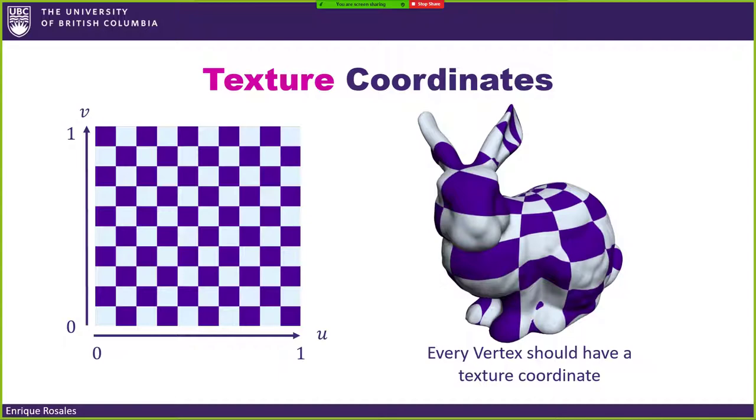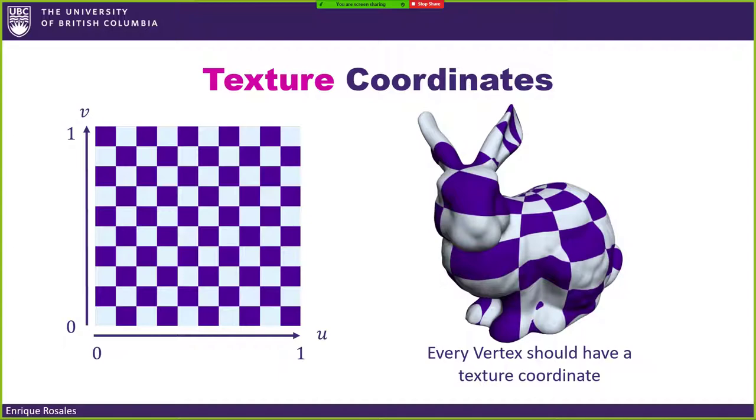But usually, if you really want to achieve something super, super realistic, you will do it using offline rendering with ray tracing to get this very, very realistic detail, right? Okay, so what happens with texture coordinates?